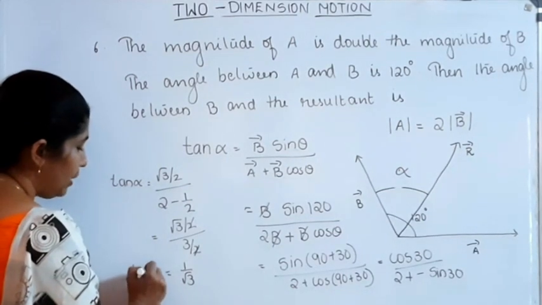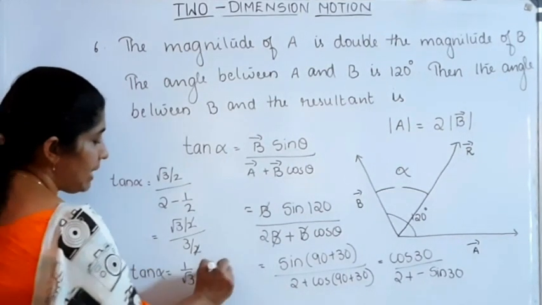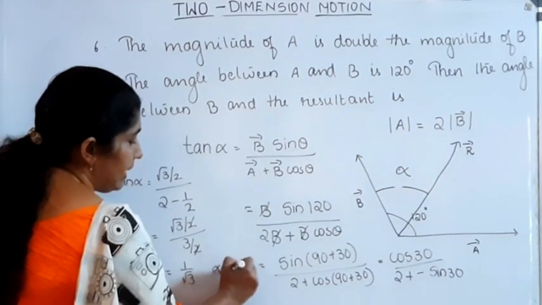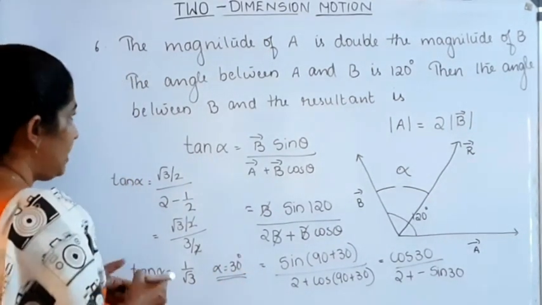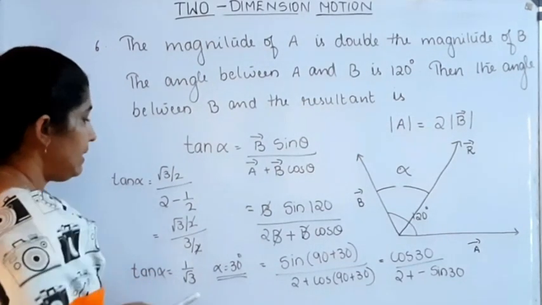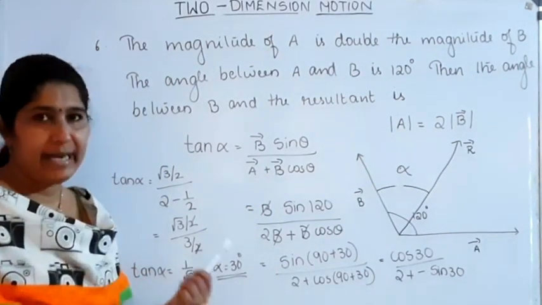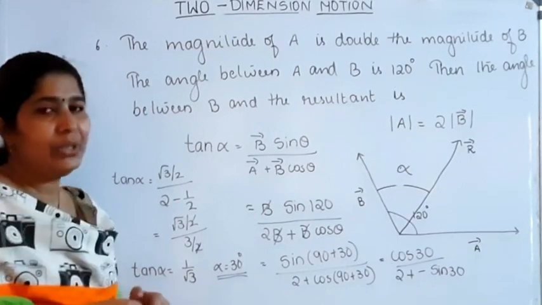Tan alpha is equal to 1 by root 3 means alpha is equal to 30 degrees. Then the angle between vector B and the resultant is 30 degrees. Alpha, that angle, is equal to 30 degrees.